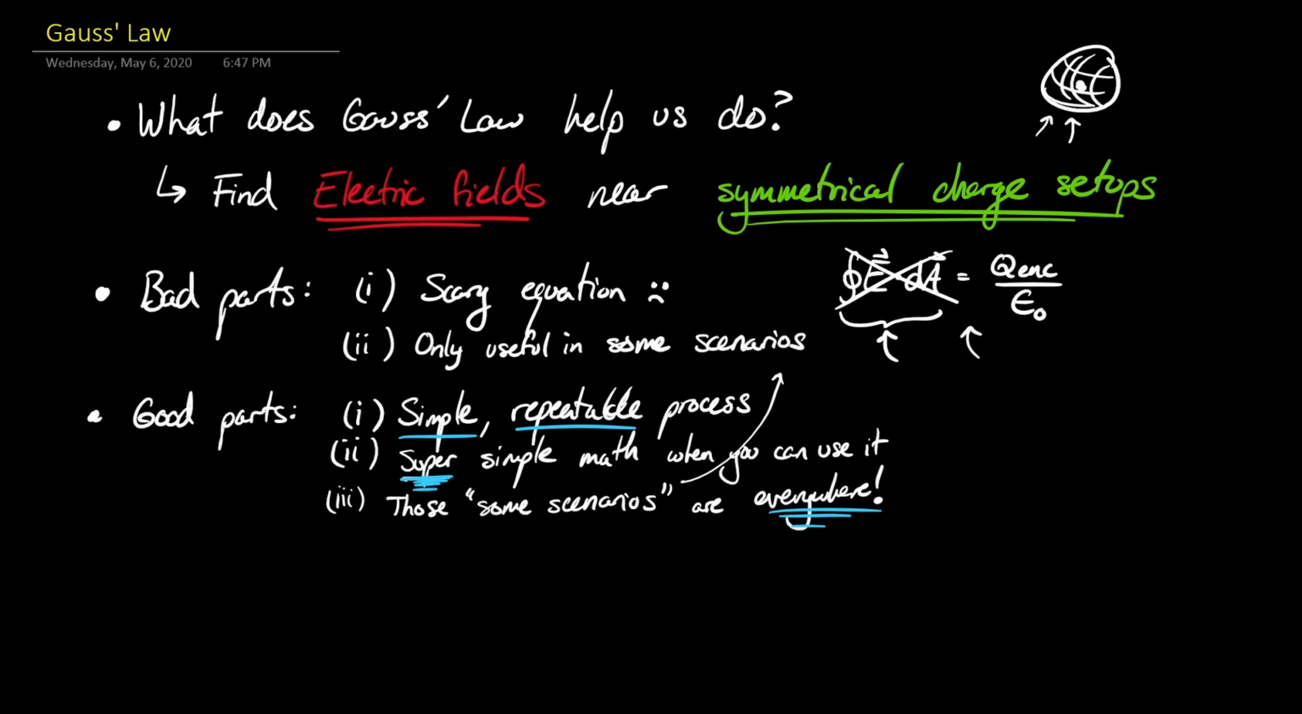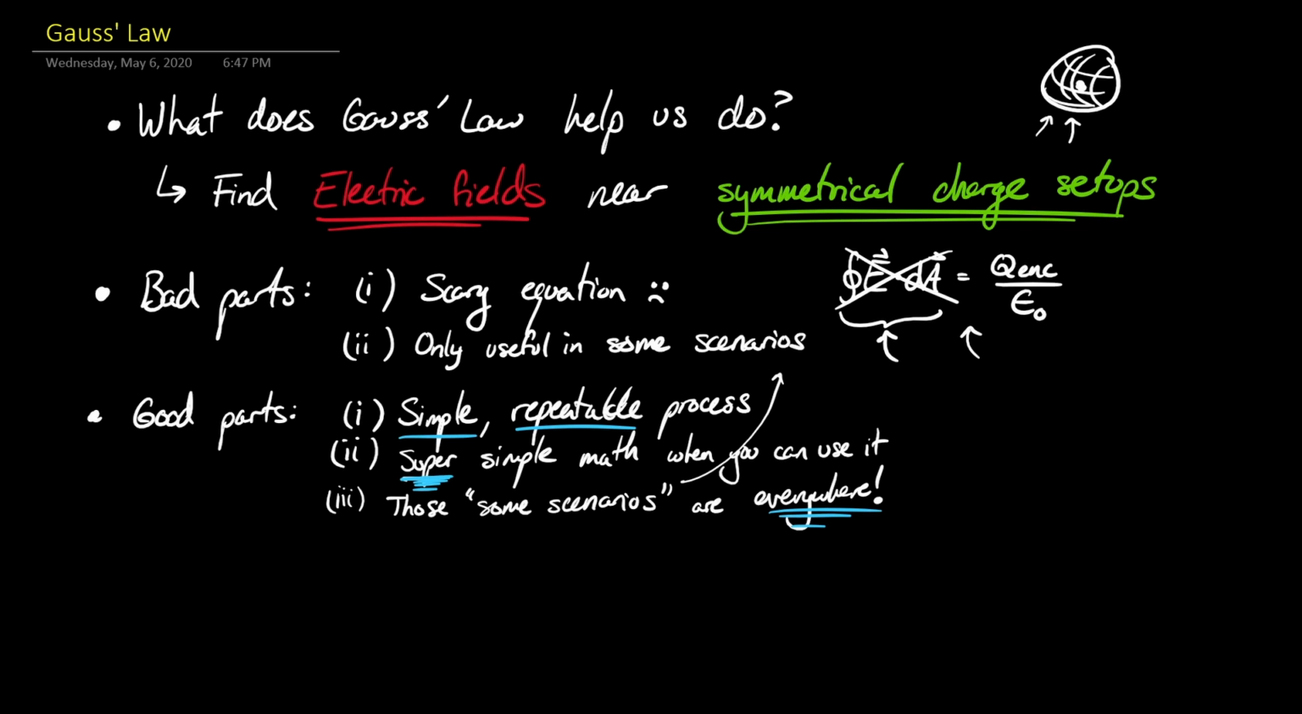And last but not least, these specific symmetric scenarios that you would think only come up sometimes, it turns out they're everywhere. And even if something isn't perfectly symmetrical, you can model it as being very close to one of those, or maybe a sum of these nice shapes. So it'll turn out that you'll be able to use Gauss's law for a huge class of problems.